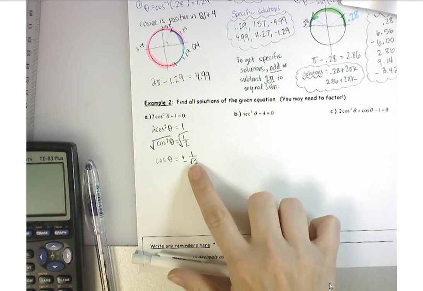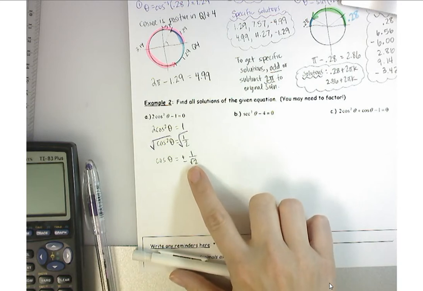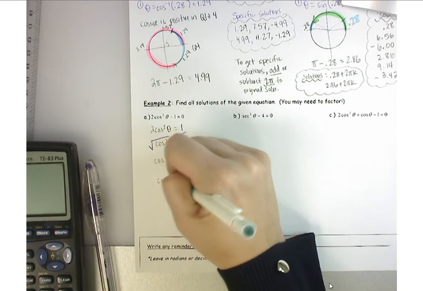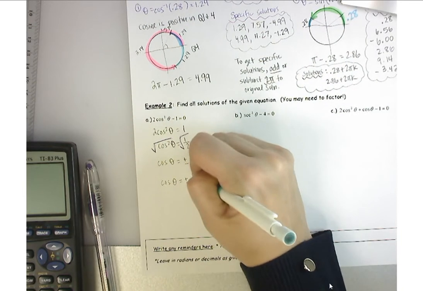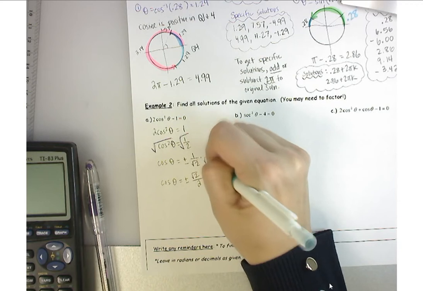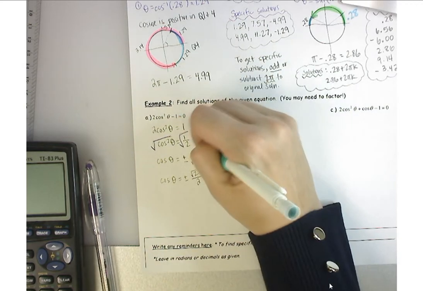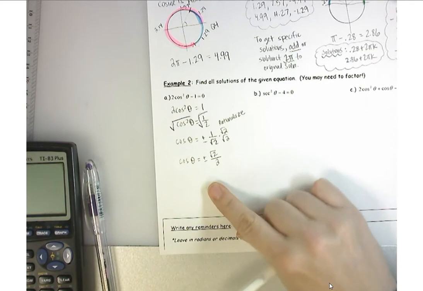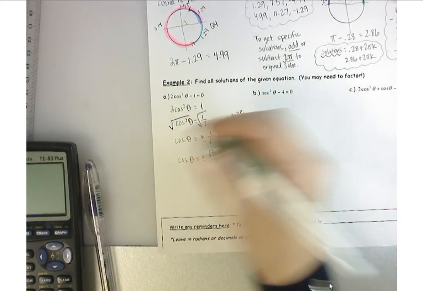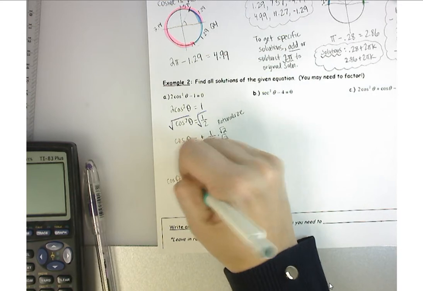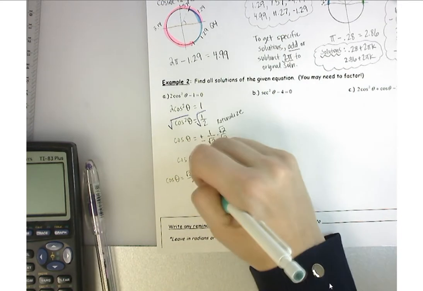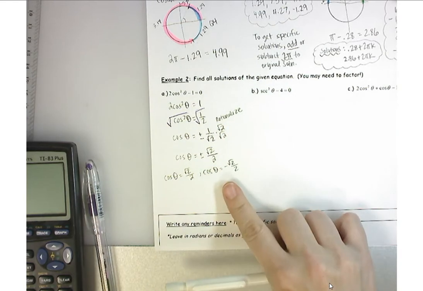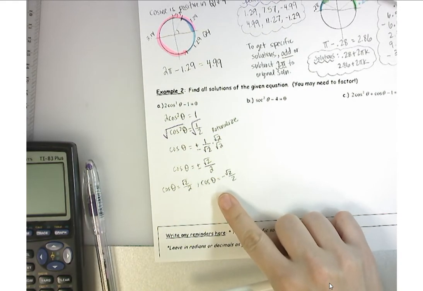I can't leave it with the root 2 on the bottom, right? So rationalize, yep, multiply the top and the bottom by root 2. So the cosine of theta is plus or minus root 2 divided by 2. Okay, now this is saying that the cosine of theta equals positive root 2 over 2, and that the cosine of theta equals negative root 2 over 2.